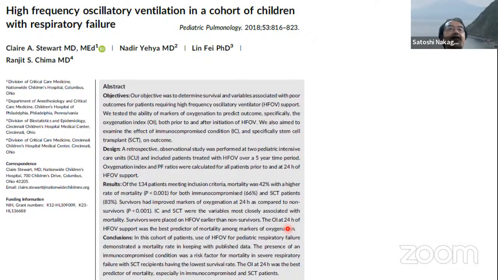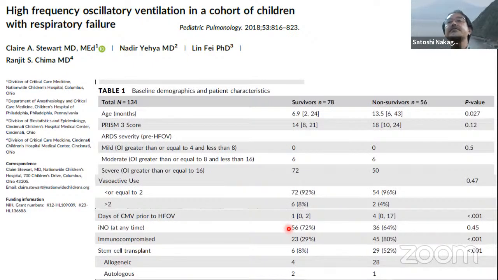We can find a very informative paper from the United States. This is the publication from the Nationwide Children's Hospital and Children's Hospital of Philadelphia, two major centers in the United States. And they describe their experience on the high-frequency oscillation in the pediatric population. In their series, they analyzed the data on 134 patients, and 78 of them survived, and 56 of them unfortunately died.